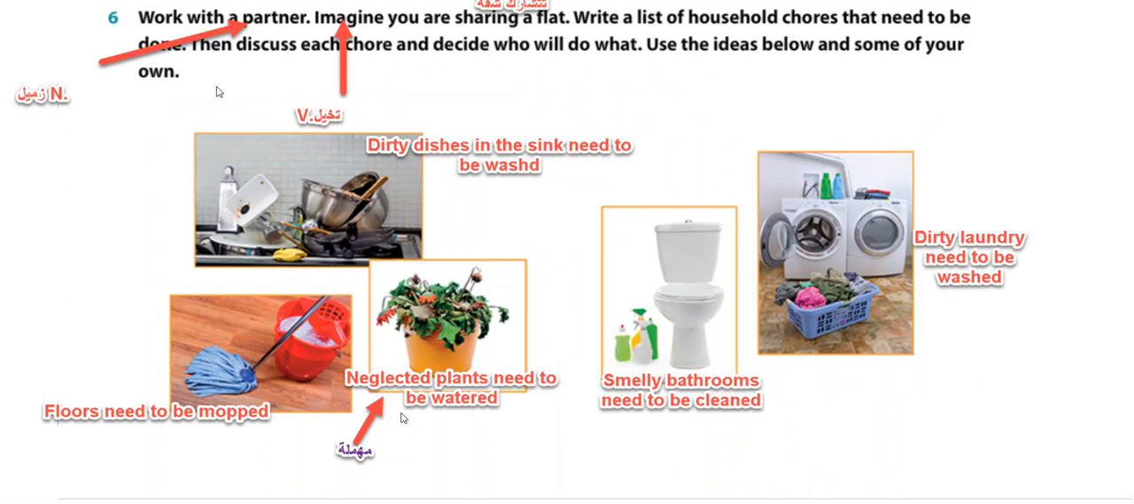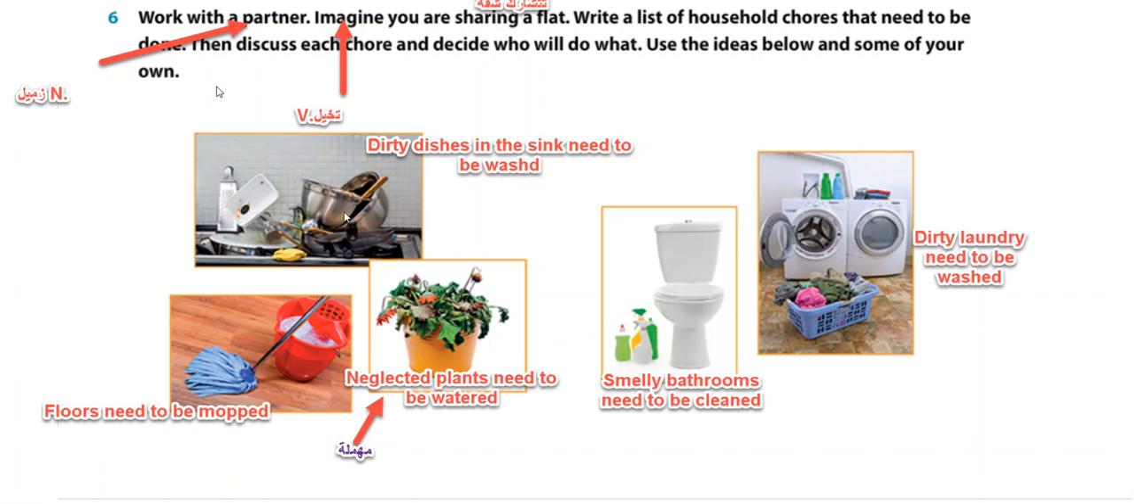Okay, exercise number 6, page 5. Here we have a group of pictures and we have to write suitable sentences over them. Work with a partner. Imagine you are sharing a flat. Write a list of household chores that need to be done. Then discuss each chore and decide who will do what. Use the ideas below and some of your own.